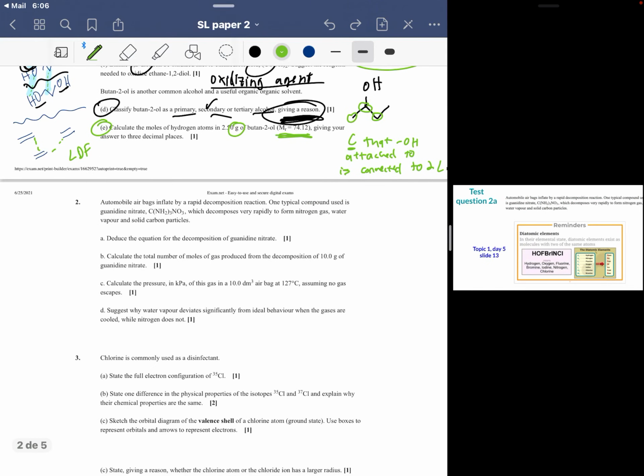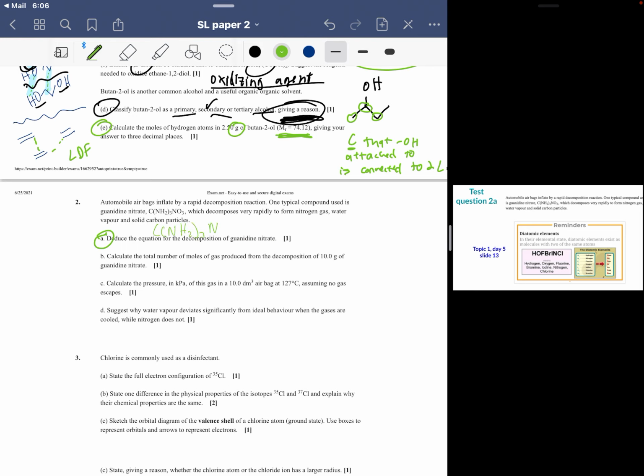Question 2. A, deduce the equation for the decomposition of this reactant. Well, we learned decomposition is when you start with one thing and it breaks down into several things. We saw a video on that at the beginning of the organic chemistry unit.